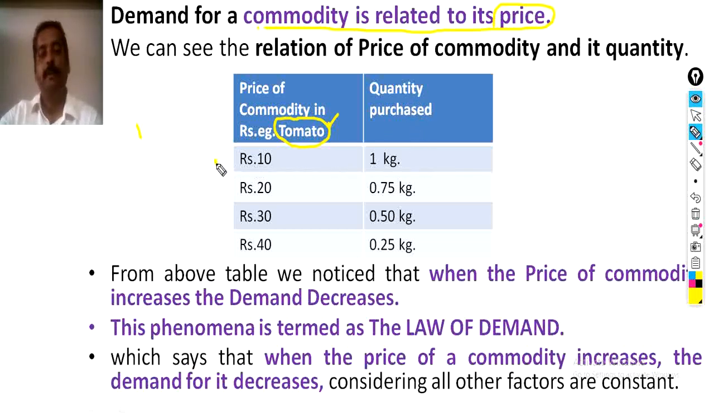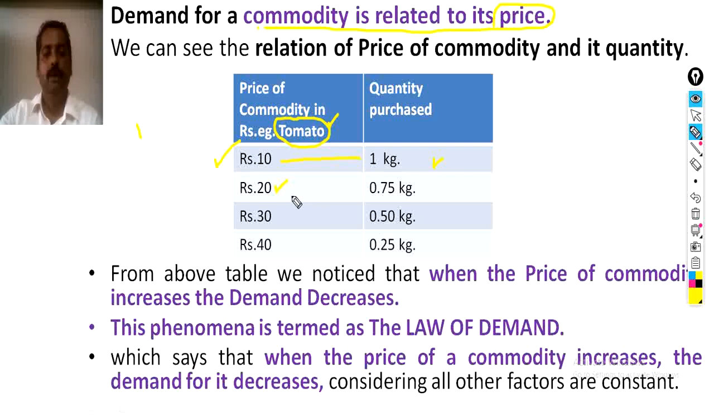Suppose the price is 10 rupees per kg of tomato, then I will be in a position to purchase 1 kg. Now due to some reason the price of the tomato increases and it is now 20 rupees. Earlier I purchased 1 kg for 10 rupees.